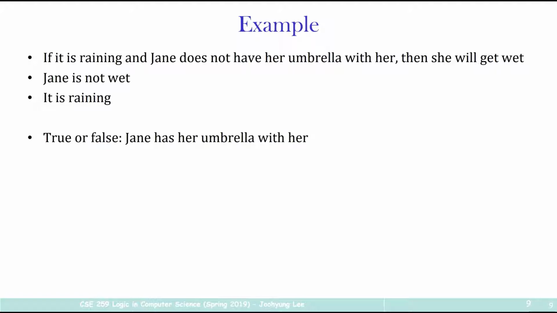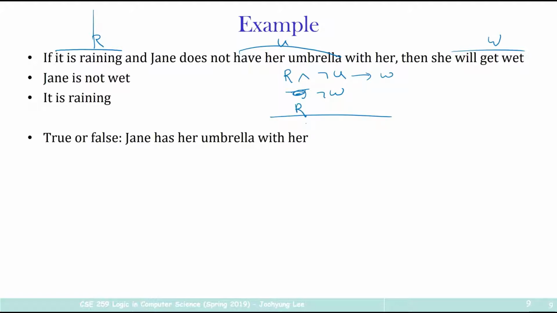So what is going on here? Let's say that if it is raining, say R for raining, have umbrella, let's say U, and she will get wet as W. So the first sentence is saying that if it rains and Jane does not have an umbrella, then she will get wet. And Jane is not wet, so that's negation of wet, and it is raining. So from this, can we conclude that Jane has an umbrella?